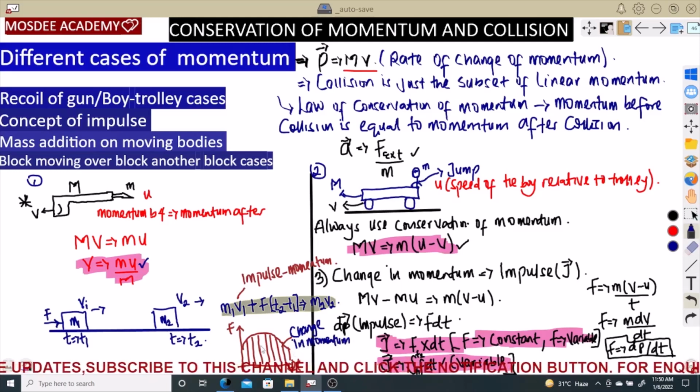So area under the force time graph is called a change in momentum. So always keep that at the back of your mind. So area under force time graph is called impulse or change in momentum.